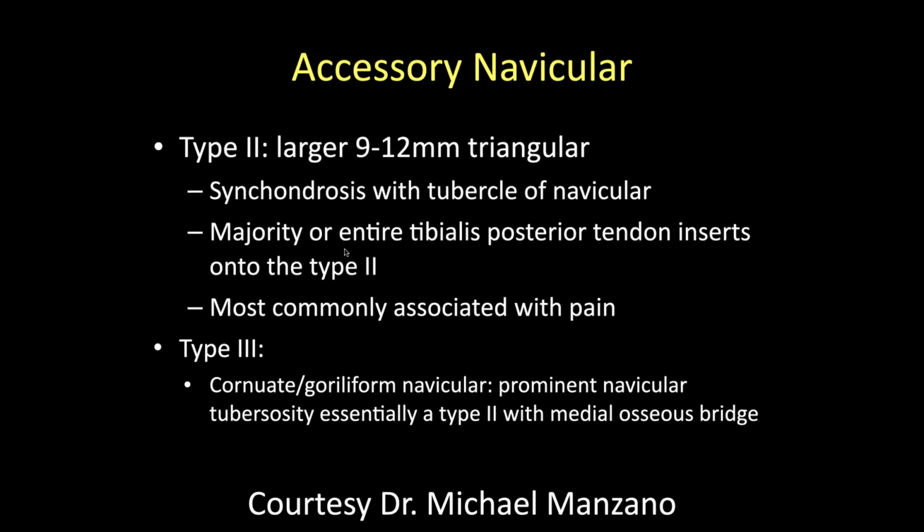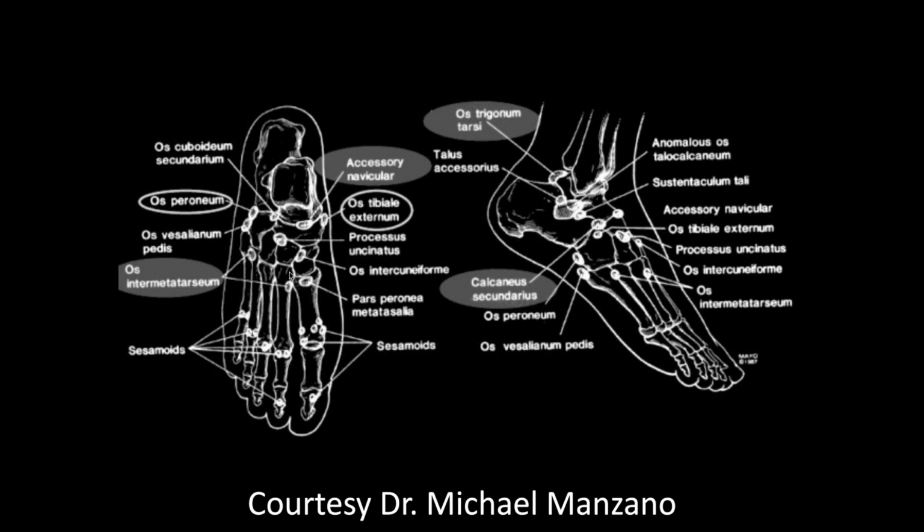Type 2 is larger and actually has a synchondrosis, which articulates also with the navicular. And then the type 3 is just a projection of the navicular medially and posteriorly, which is called a cornuate shape. And these can be a cause of significant symptoms. And we'll talk more about that when we get to pathology later.